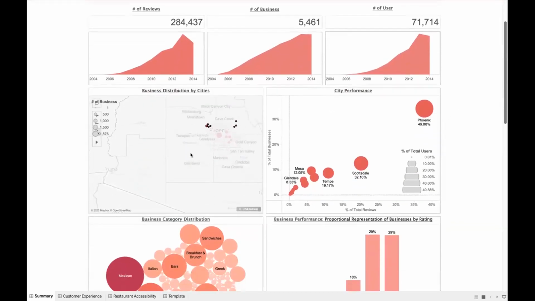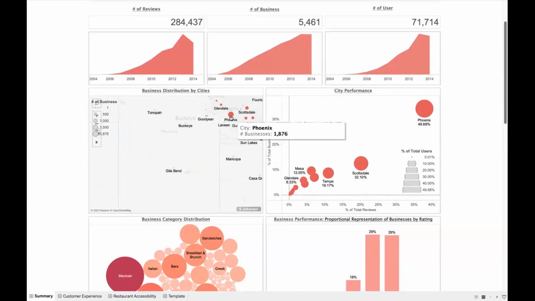Now that we saw Arizona, we'll see how every city is doing. If we see, Phoenix is doing the best. It has almost 1,876 businesses belonging to Phoenix itself, followed by Scottsdale and then Tempe. So Phoenix has around 34% of all total businesses, and we have almost 50% of users from Phoenix as well, and 37.93% of reviews are also from Phoenix.